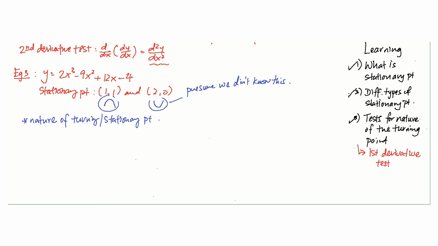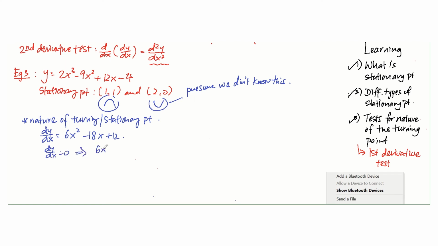Okay, so ladies and gentlemen, as I mentioned, first of all, we got to go and find out what is our dy/dx, which we have found earlier to be 6x² - 18x + 12. Okay, and you have to solve this equation. Just to save everyone the hassle, if you have solved it, this is how it should be. You have x equals 1 or x equals 2.